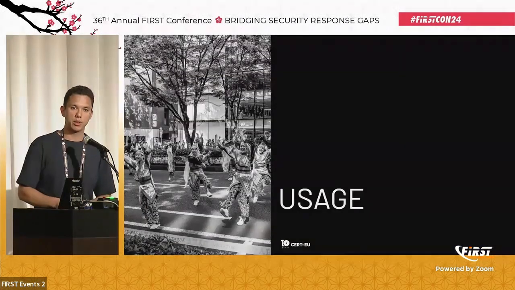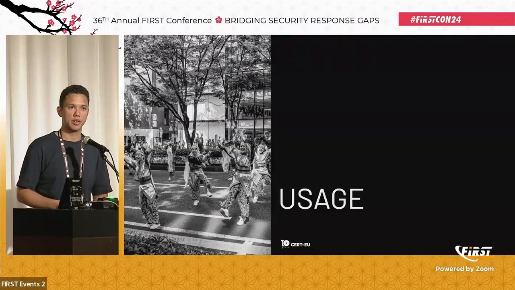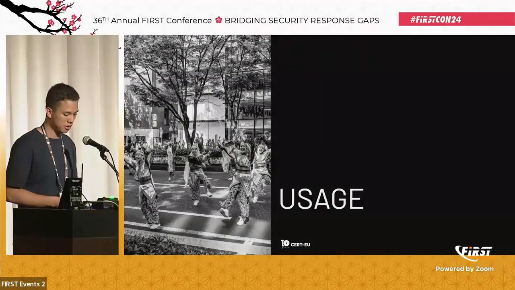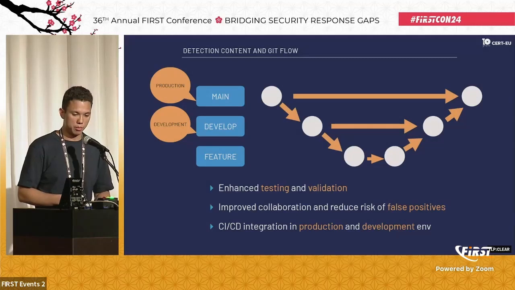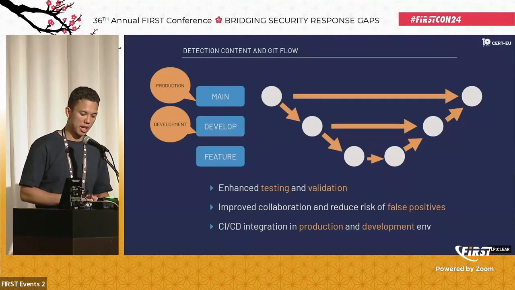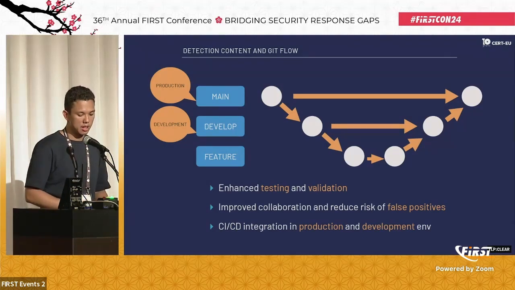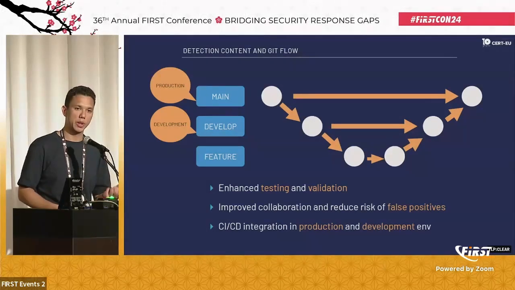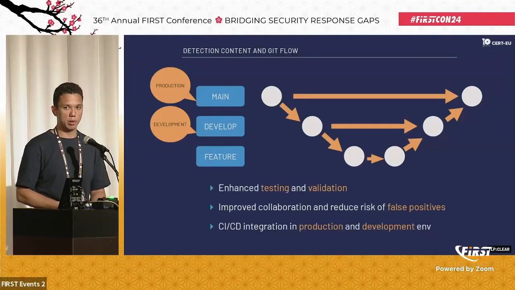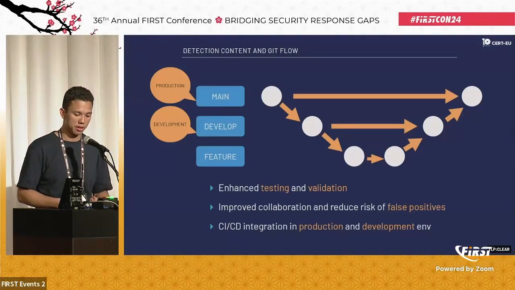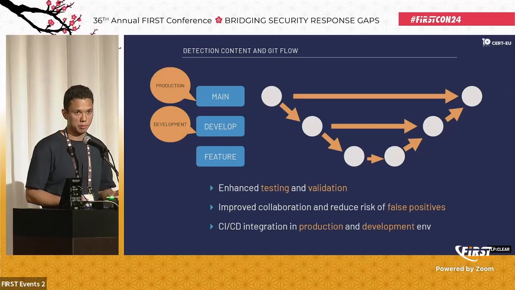So now I'm going to talk about our usage of Sigma and our detection as code at CERT-EU. So we embrace the Git flow, Git branching system. So we have the main and the develop branch. So if I would like to integrate a new rule, I'll do my feature branch out of the develop, integrate that into develop. And if my colleagues would like to do the same, they will do it the same way. So feature, meaning detection rule, to develop. And then we merge the develop to main. The main reflects our production environment, and the develop reflects our development environment.